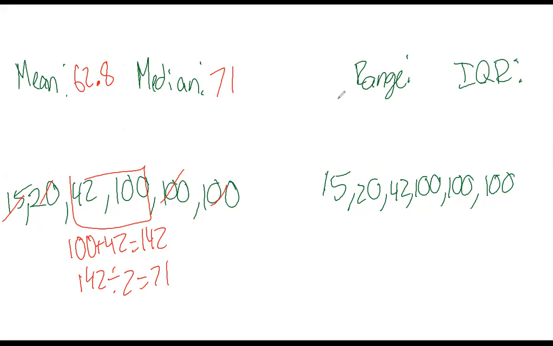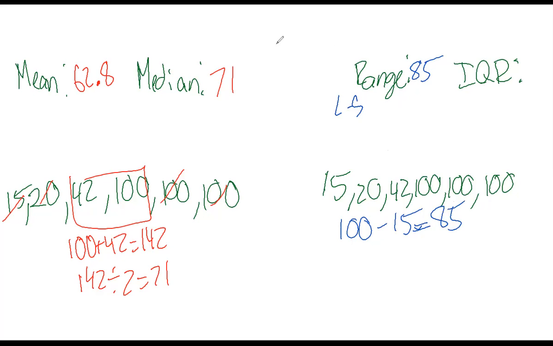So to find the range, again, it's the largest minus the smallest. So 100 minus 15, which will give us 85. Notice how much larger our range is. The last range we had was 3. This time it's 85. So that tells us our data points are really spread out. The smallest to the largest is 85. They have a distance of 85 between them.